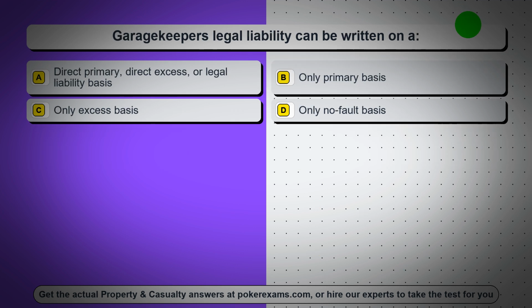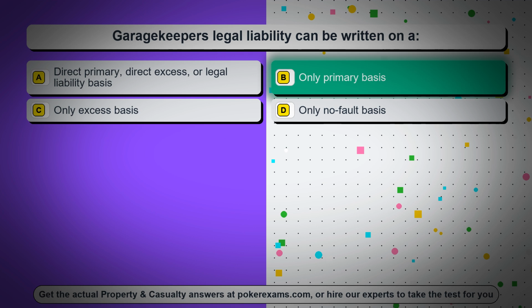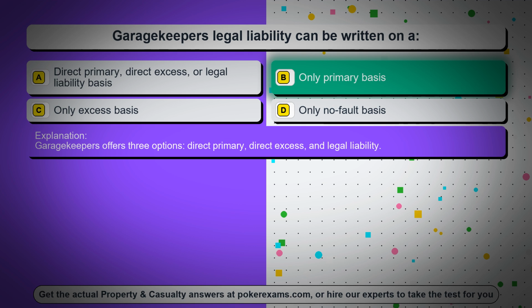Question 44. Garagekeeper's legal liability can be written on a Option A, direct primary, direct excess, or legal liability basis. Option B, only primary basis. Option C, only excess basis. Option D, only no-fault basis. The correct answer is option B, only primary basis. Garagekeepers offers three options: direct primary, direct excess, and legal liability.